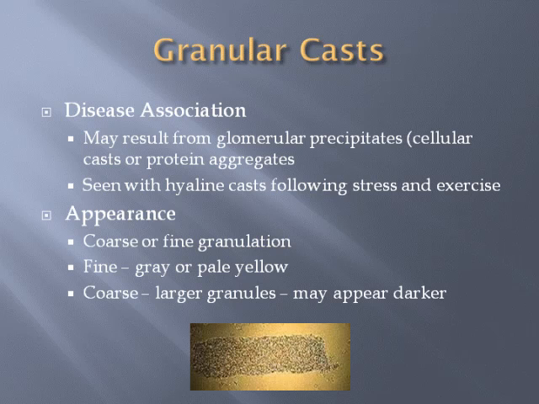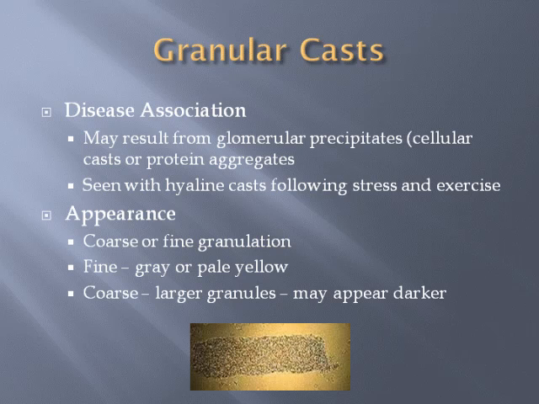Granular casts are resulting from glomerular precipitates. Usually they are a breakdown product of cellular casts or some protein aggregates that exist in the urine. They're often seen with hyaline casts following stress and exercise. So they're granular. We can't determine what's inside the cast. It doesn't look distinct enough to say, well, those are red blood cells or white blood cells or whatever.